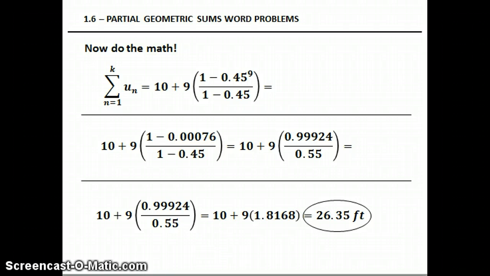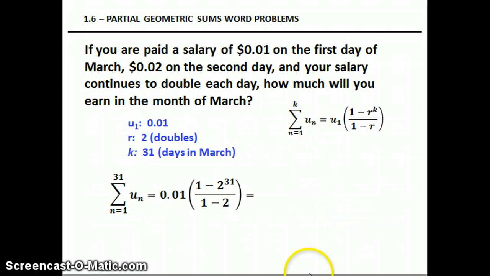Now, let's try one completely different than the bouncing ball. Let's just say that you are going to be paid a salary of a penny on the first day of March, and you'll get 2 cents on the second day, and your salary will continue to double each day. How much will you earn in the month of March? So we're going to add all those up and get the sum of that.